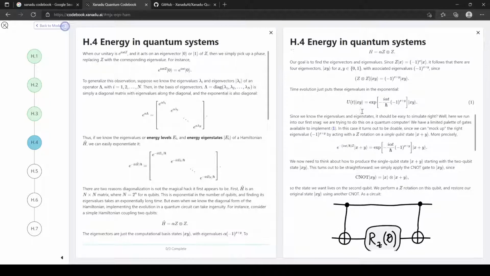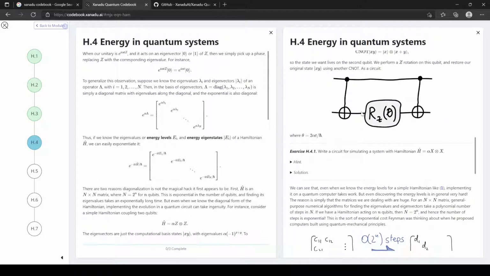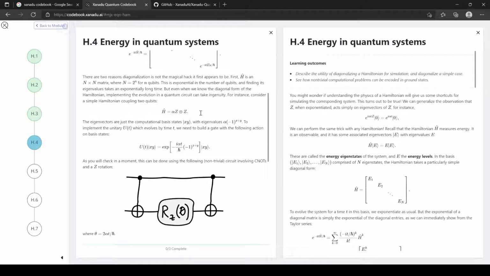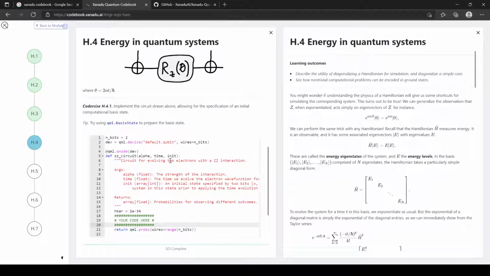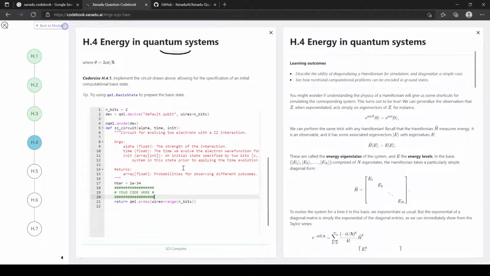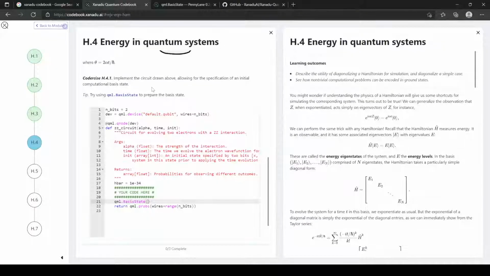Time evolution. Oh, wow, this is a real throwback. All right, well, let's just do this. What am I doing here? Implement the circuit as above. Okay, QML basis. I don't know what this function does, so I will just assume that the input is correct.